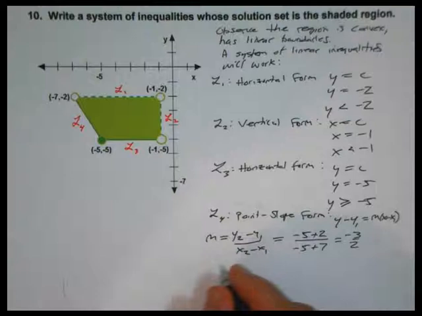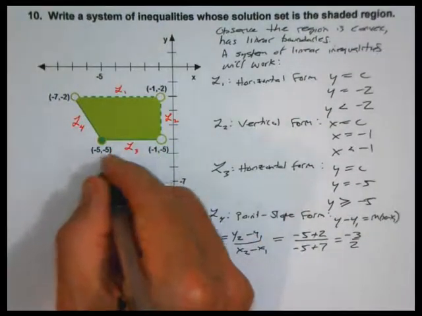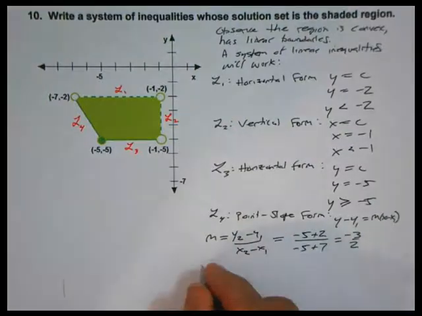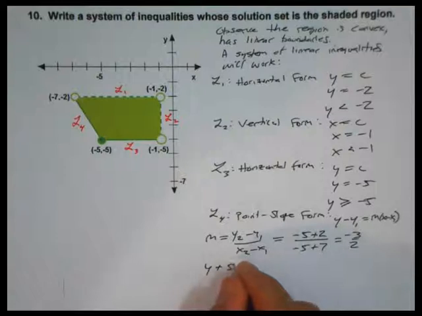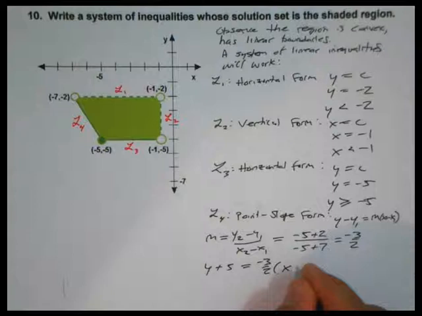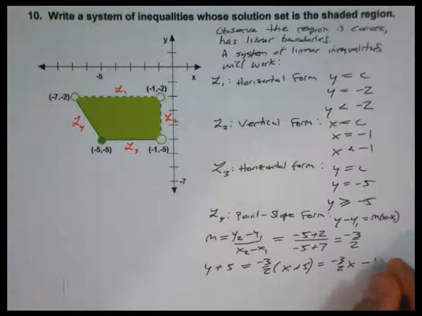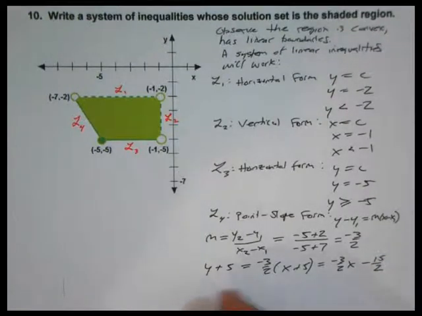Keep going. Now, we can choose either point to serve as x1, y1. Maybe we'll choose negative 5, negative 5. This would lead to y minus negative 5. All right, that's y plus 5 equals slope times x minus negative 5. That would be x plus 5. Okay, maybe expand this out a little bit here. Now we could add 5 to both sides.